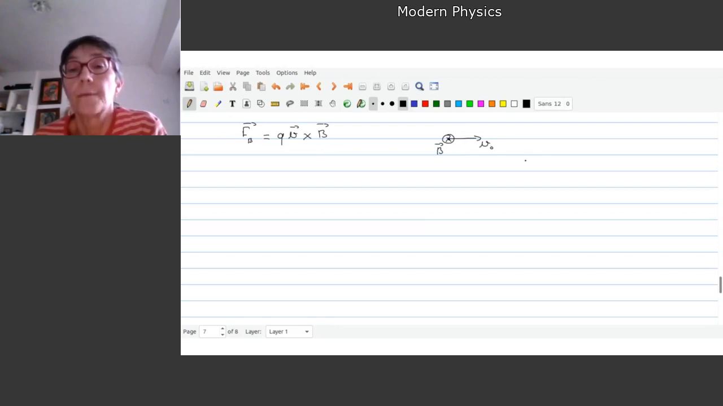So your particle will be having some movement. Depending on the direction, with the right hand rule, V cross B, B is coming here, so you will shift downward the trajectory of the particle.